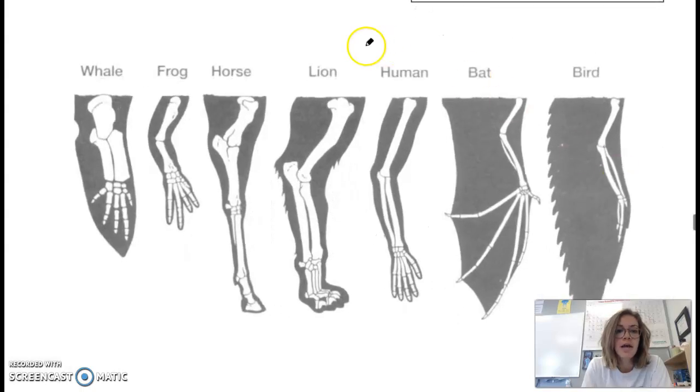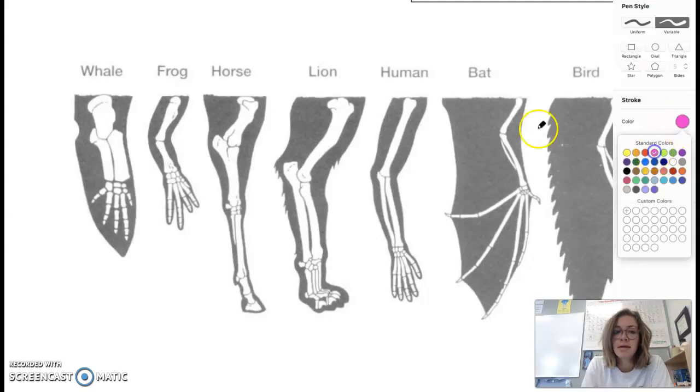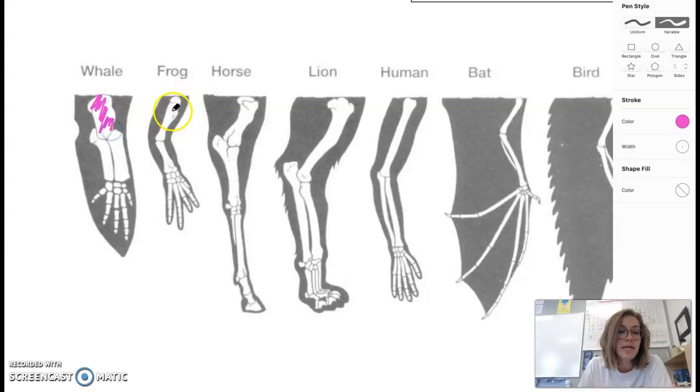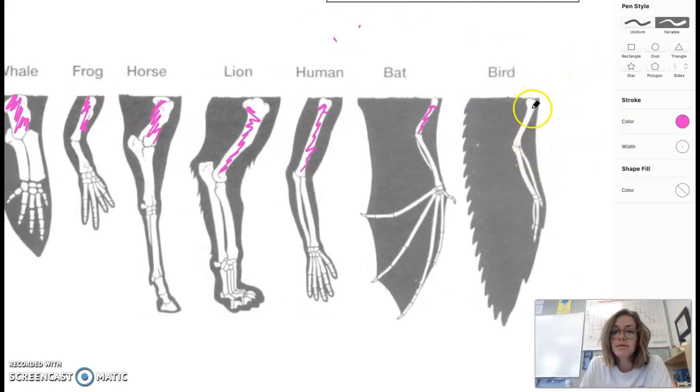So if I look here, right, I can color code this image and I can begin to get an idea of how these bones match up. Right, so here I am going to see the whale, surprising, right? It's going to have a similar bone as the frog, is going to have a similar bone as the horse, it's going to have one like the lion, the human, the bat, and the bird, right? So that's going to be our humerus.